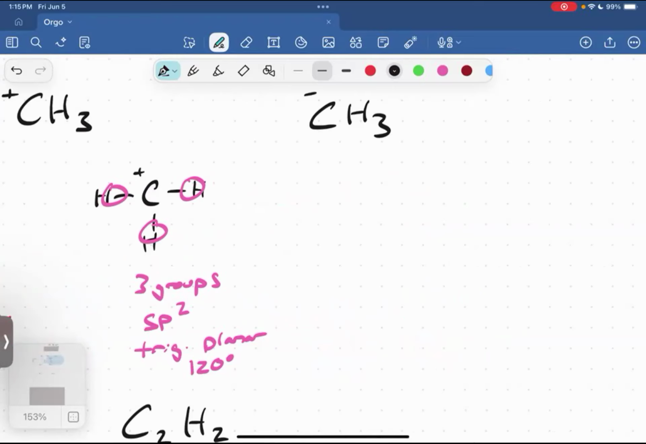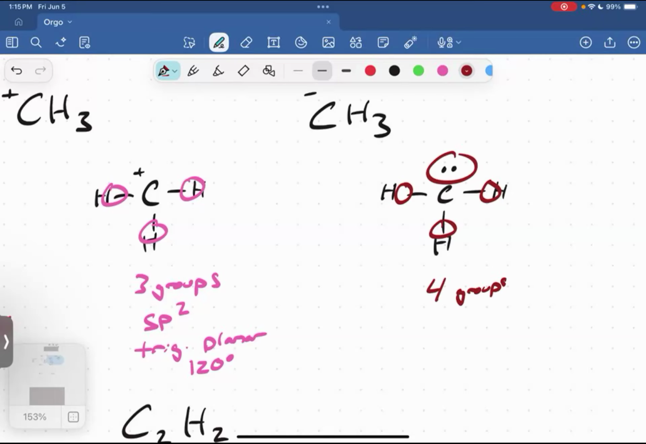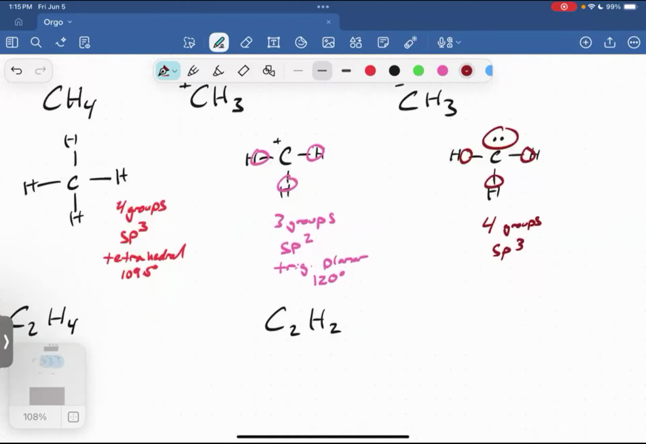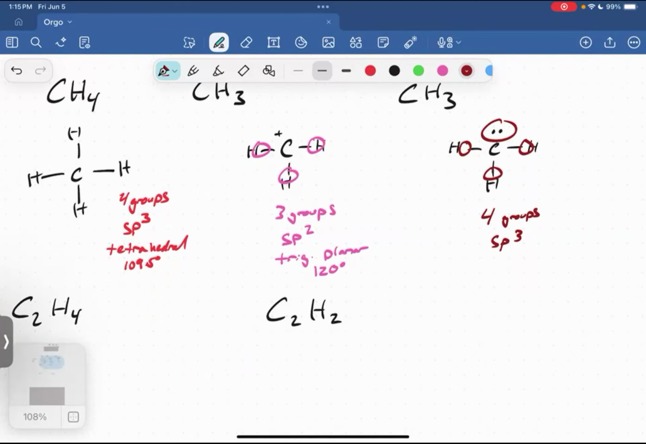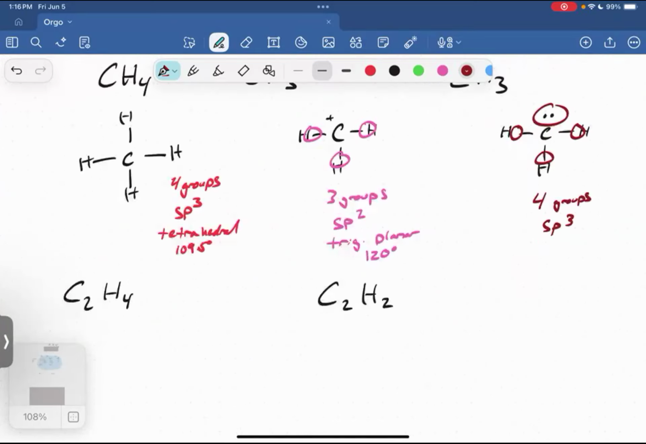All right. How about CH3 minus? That minus does indicate that there is an extra pair of electrons there. All right. How many groups do we got going on? That's a group, that's a group, that's a group, and so is the lone pair. That needs to be considered into the number of groups. So this is 4 groups, which would give us sp3, and that would provide us the same information as we already know. All right. How about this one?